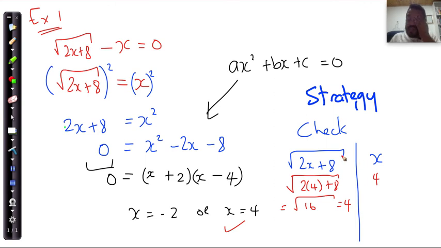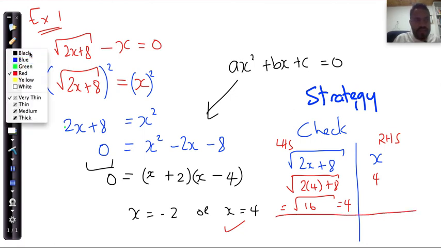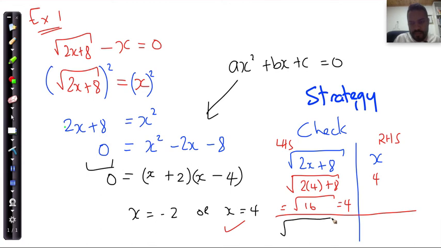It's important to note that just because 4 was the solution here doesn't mean that every answer must also be 4 when I substitute. It simply means that when I substitute, I get the same thing on the left-hand side of the equation as on the right-hand side. Now let's try -2. 2 times -2 gives me -4. -4 plus 8 is equal to 4, and the square root of 4, the final answer there, is 2.